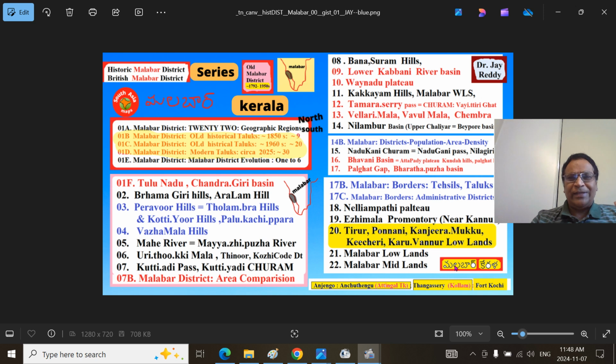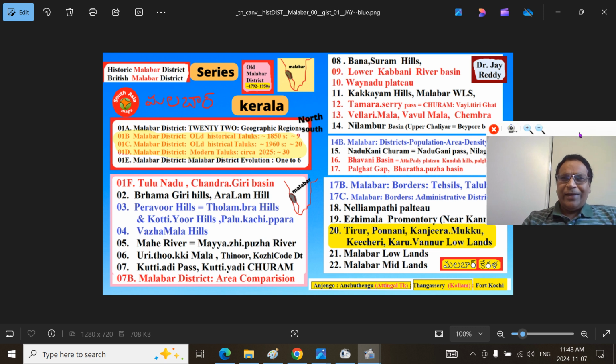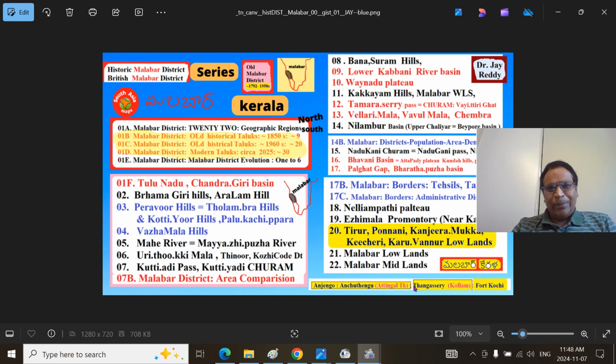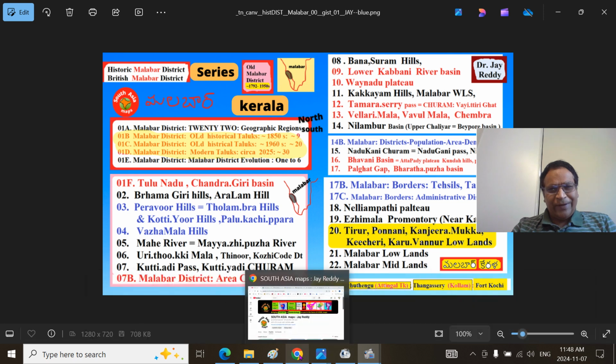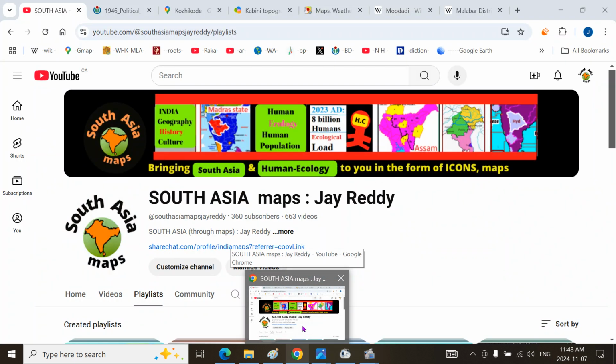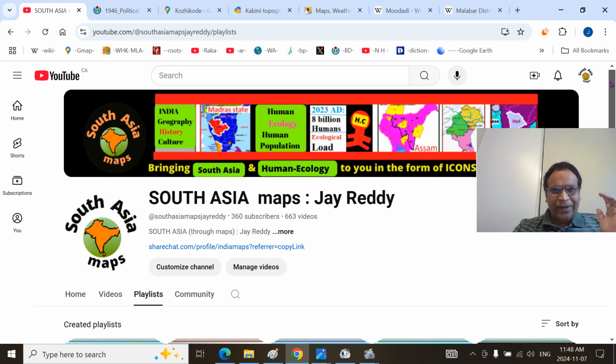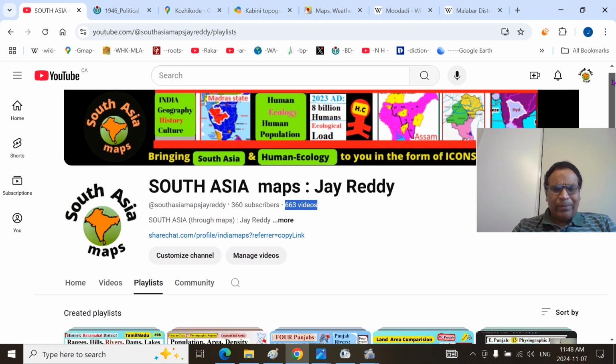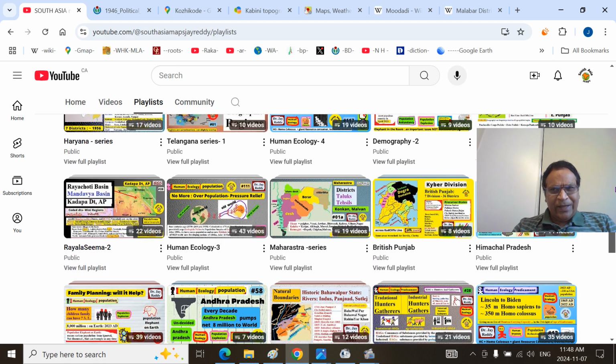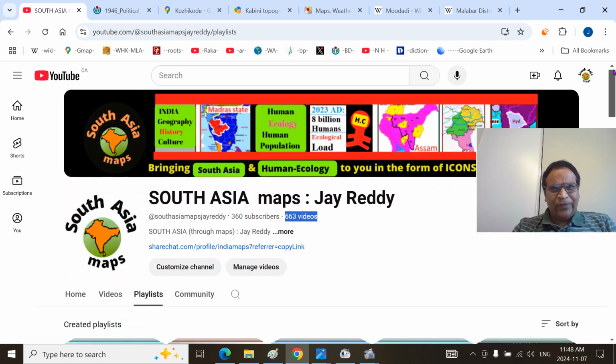This is the Malabar in the Kerala province, the land of Rajarshi Kerala Raja, Pazhassi Raja, a prominent freedom fighter. All these presentations I have posted on South Asia Maps, J. Reddy. There are around 660 or so as of November 2024, and there are 60 or so playlists. You can go and find them extensively. Go over them.